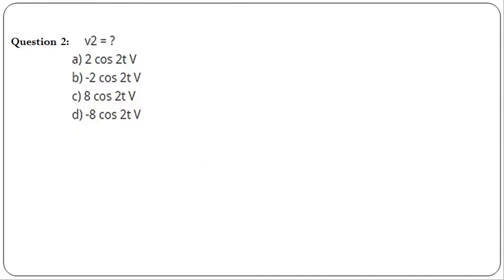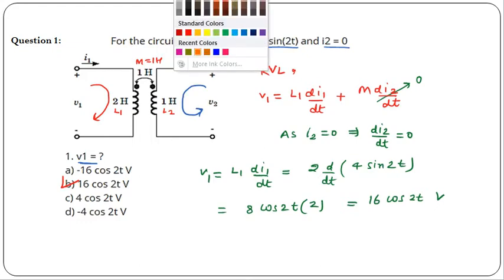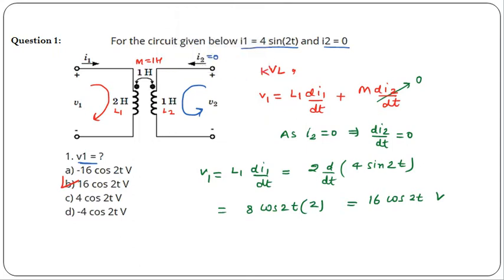Okay, now let us see the next question. This is linked with the previous question. Now we have to find out V2. Again the same circuit is given. To calculate V2, we will apply the KVL in the output loop. Applying the KVL, V2 will be equal to L2 times the current flowing through it, d of I2 by dt, and also because of the current flowing in the primary winding, additional voltage will be induced on the secondary coil.